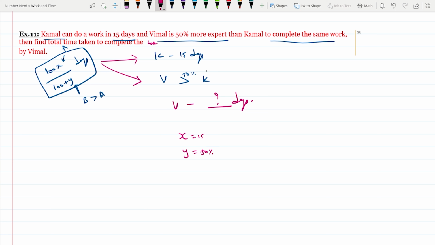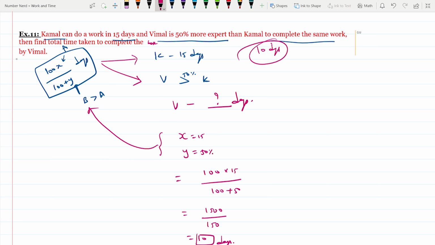Let's substitute the values in this formula. That equals 100 into 15 by 100 plus 50, which is equal to 1500 by 150. That is 10 days.